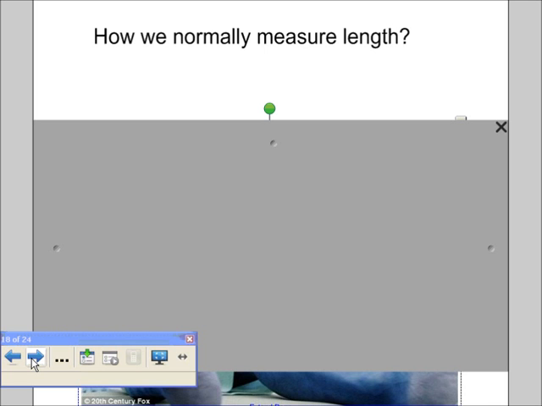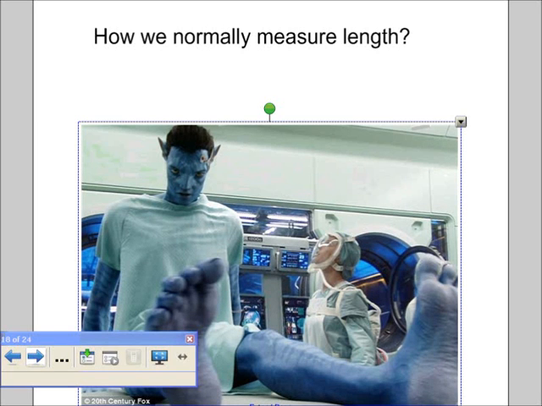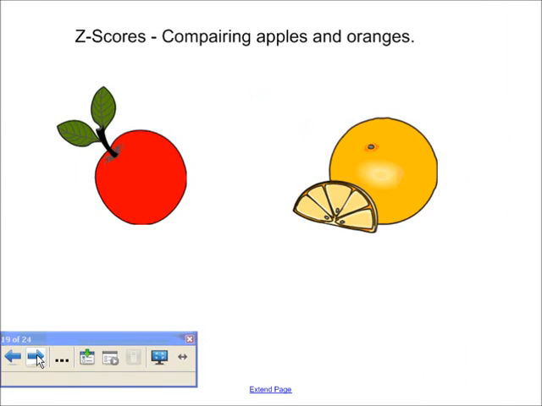But what would happen, say, if we were all living in Avatar, and we were one of the blue-skinned guys, Na'vi, I believe? Well, they all have giant feet, so would their feet be the same as our feet? No. But approximately, would they be the same number of feet tall? Maybe, because they had bigger feet. And so this is all lead up to something called a z-score.